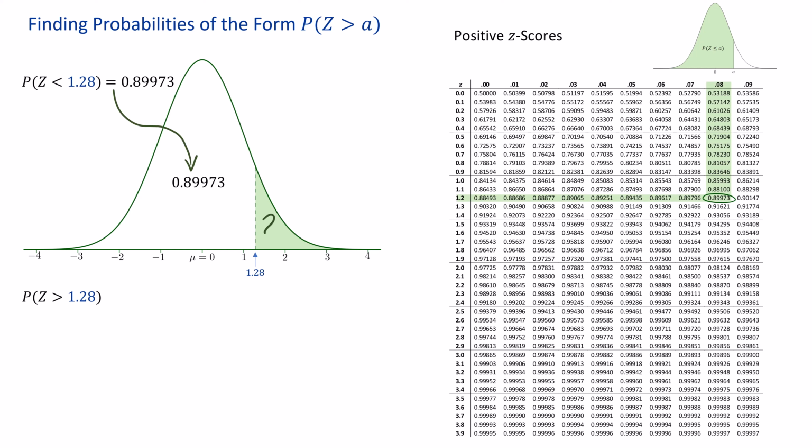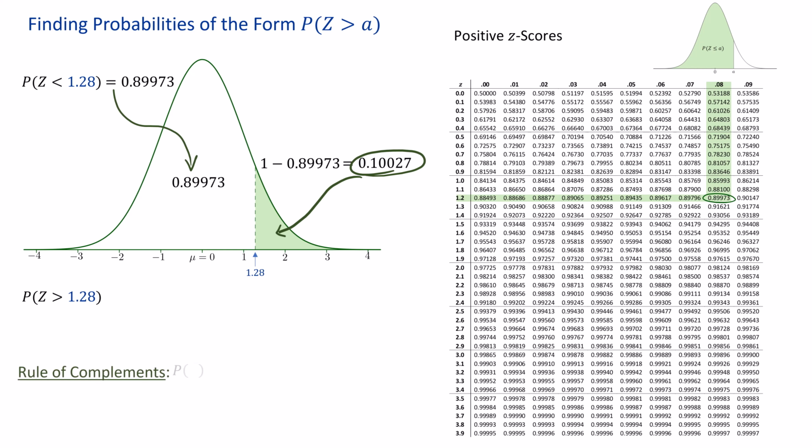So how do we find the area to the right of 1.28? Well, we know that the total area under the curve is 1, so if we subtract 0.89973 from 1, we get 0.10027, and this probability represents the area that we want, so that's our final answer. Now, what we're actually using here is called the rule of complements.